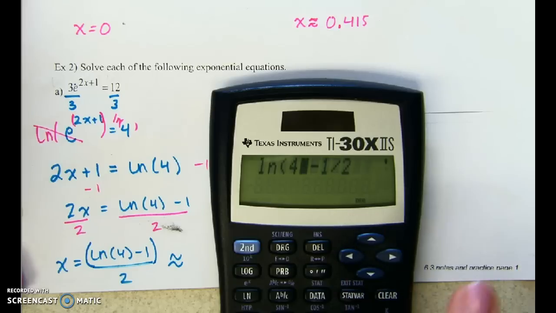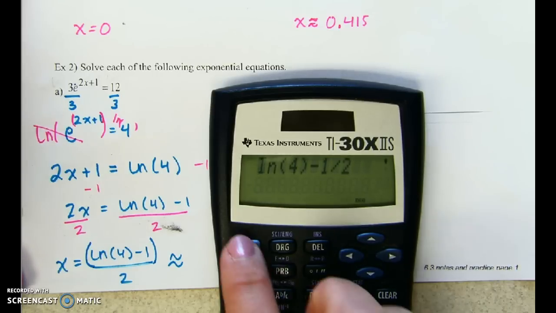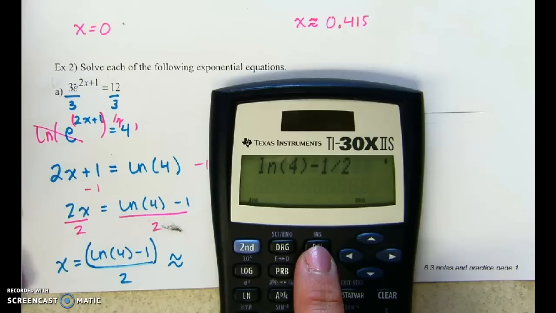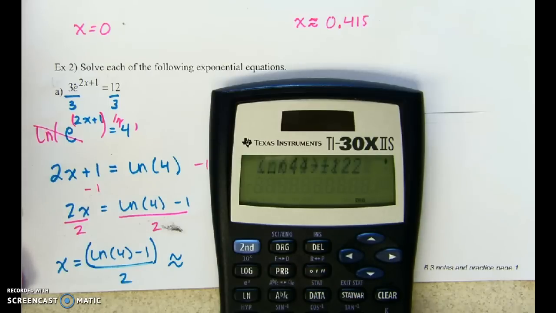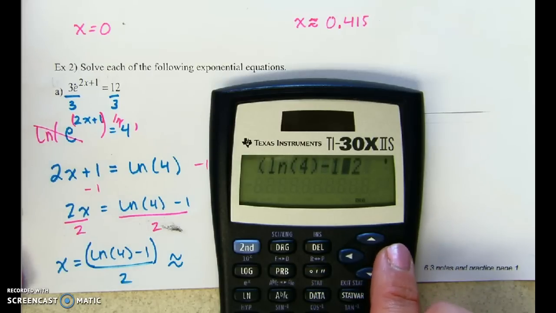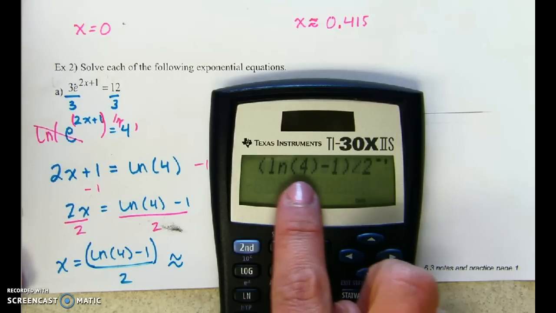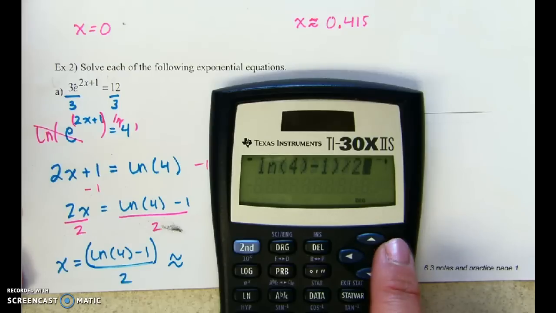So watch. We're going to go to here. Have you ever done second delete to insert parentheses? And then I'm going to insert parentheses there. Do you see how now it says ln of 4 minus 1, all divided by 2?